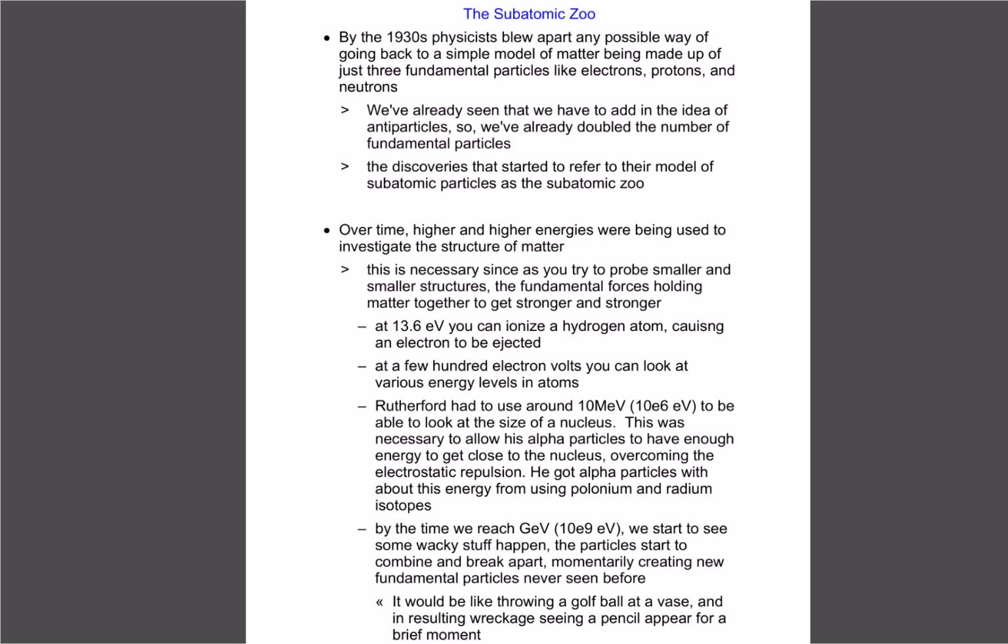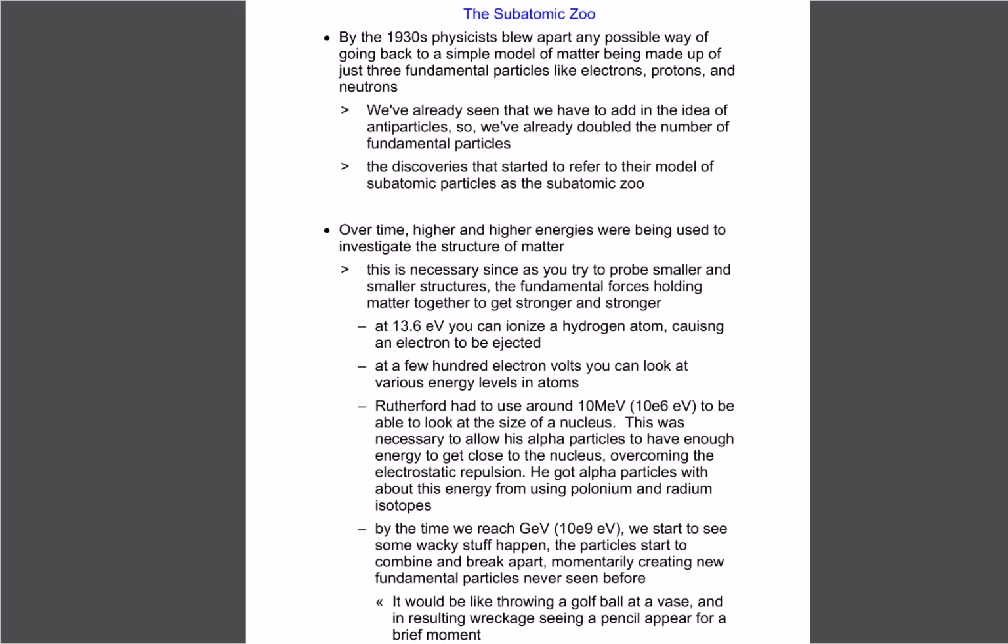By the time we reach giga electron volts, or billions of volts, we start to see some pretty weird things going on. Once we blast particles with these high energies, we actually get new fundamental particles that were never seen before, and they only exist for a split second.